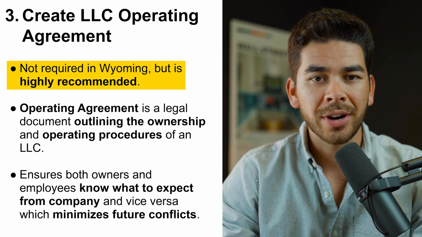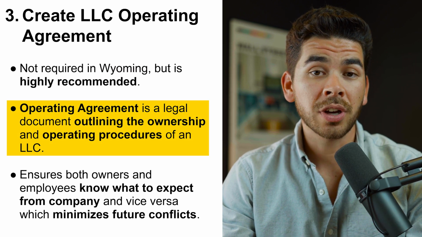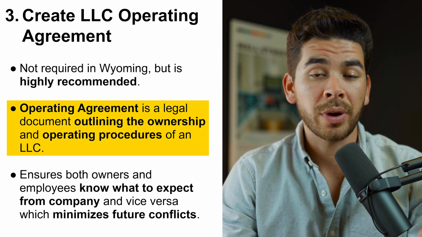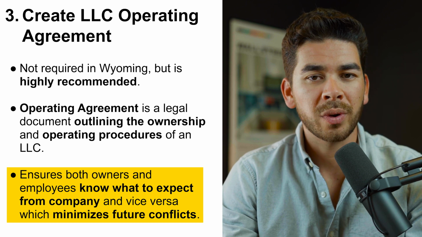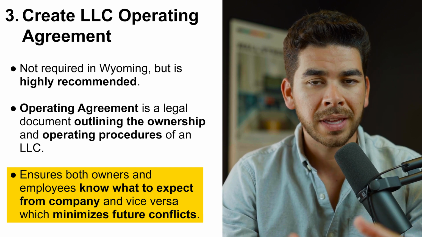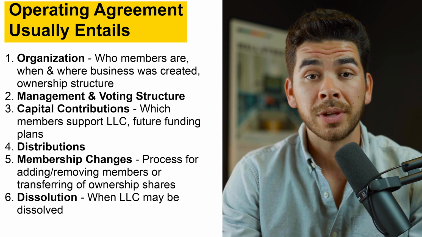Step number 3 is to create an operating agreement. Now, this is not required in Wyoming, but it's highly recommended. And an operating agreement is just a legal document outlining the ownership and operational procedures of the LLC. This just ensures that both owners and employees know exactly what to expect from the company to minimize conflict in the future. Here are some of the things that an operating agreement usually entails.